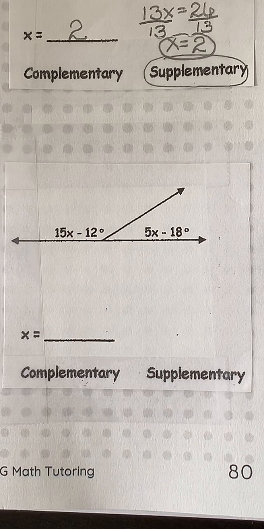All right. So we have 10.5 degrees. We have 10.5 degrees. We have 21 halves. It is supplementary. Good. All right.